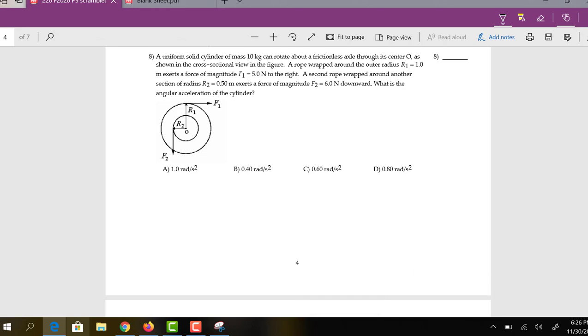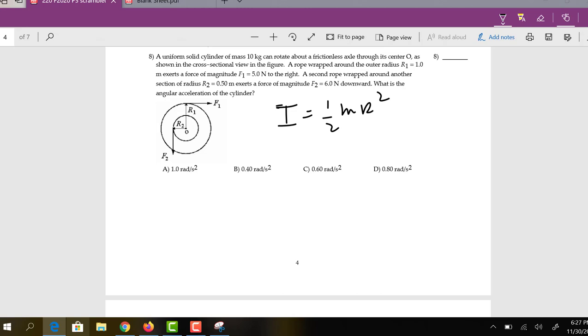Okay, so we have a solid cylinder. The mass is given. It can rotate on a frictionless axle through the center. So the key here is they're telling us it's a uniform solid cylinder, so we know what the moment of inertia is, or we can calculate it anyway. So the moment of inertia is 1/2 mr squared. So don't be surprised to see a similar problem. If you can do this one, you'll be able to do the one in the actual test.